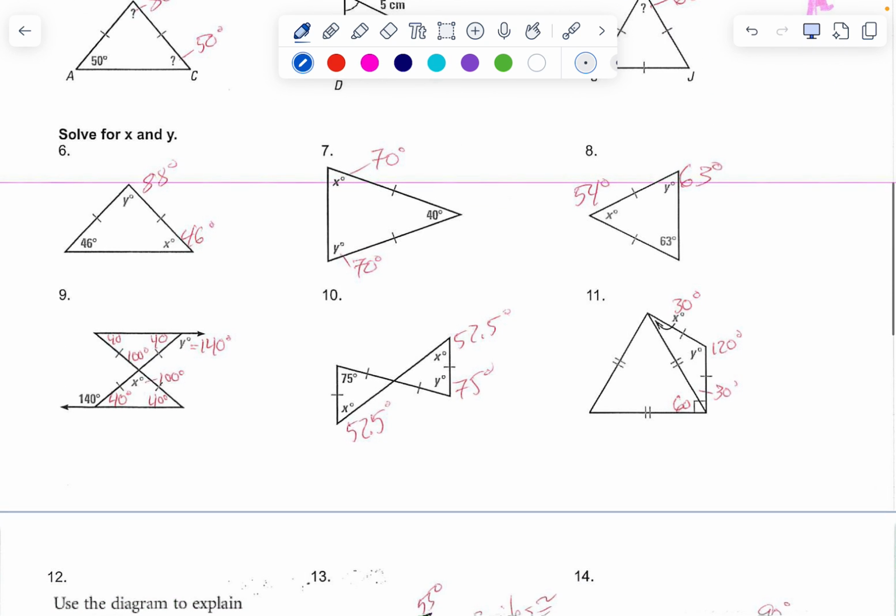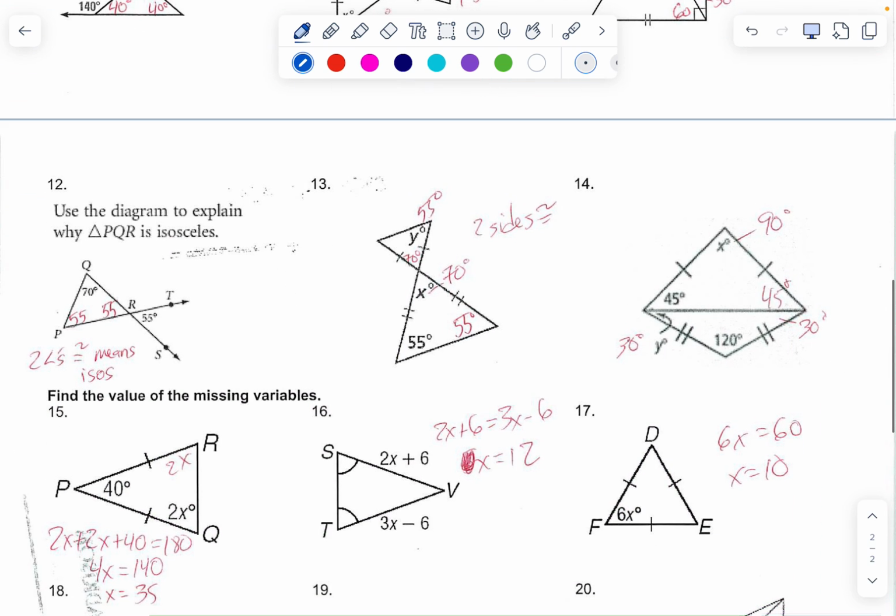Number 6 is 88 and 46. Number 7 is 70 and 70. Number 8, 54 and 63. Number 9, x is 100, y is 140. Number 10, x is 52.5, y is 75. Number 11, x is 30, y is 120.